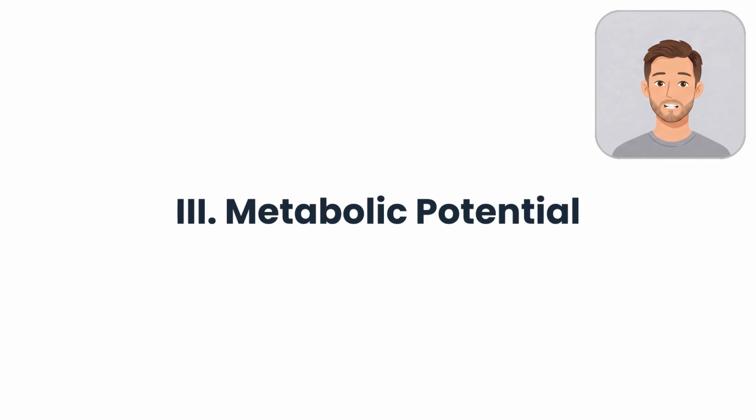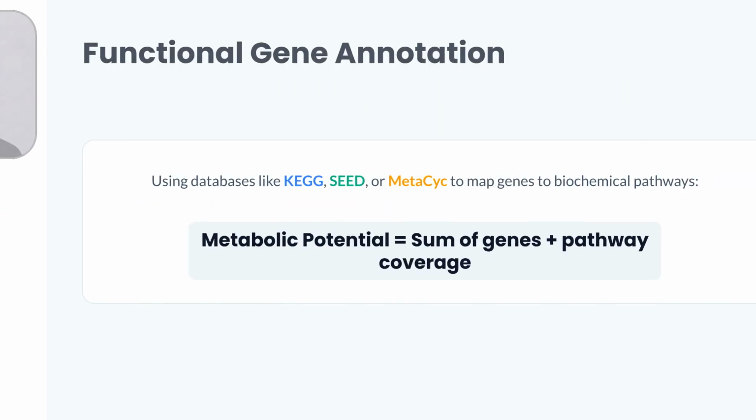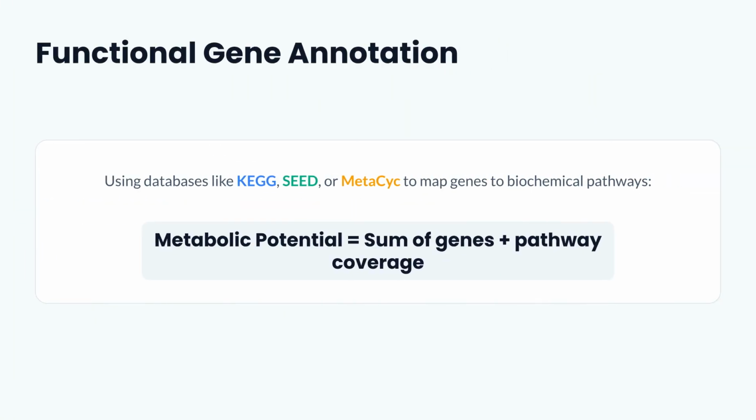Next, we explore the third objective: metabolic potential. Functional gene annotation uses databases like KEGG, SEED, or Metaseq to map genes to biochemical pathways. Metabolic potential is calculated as the sum of genes and pathway coverage.